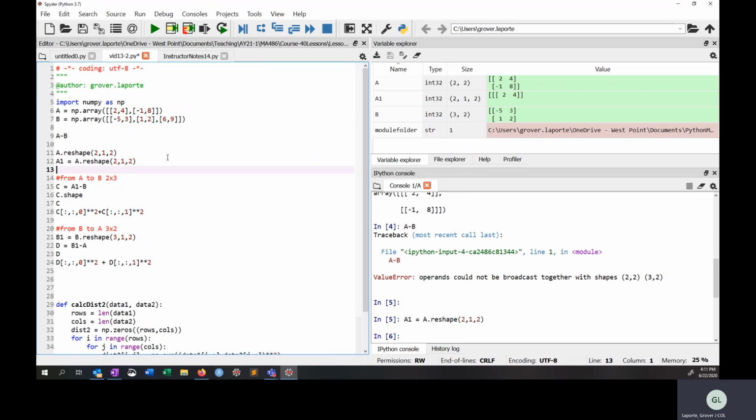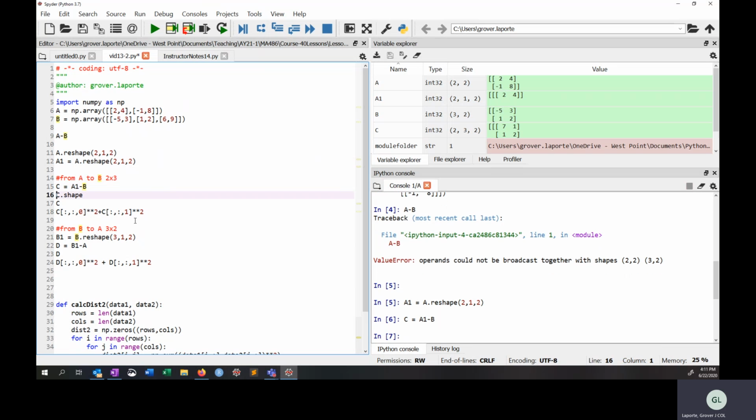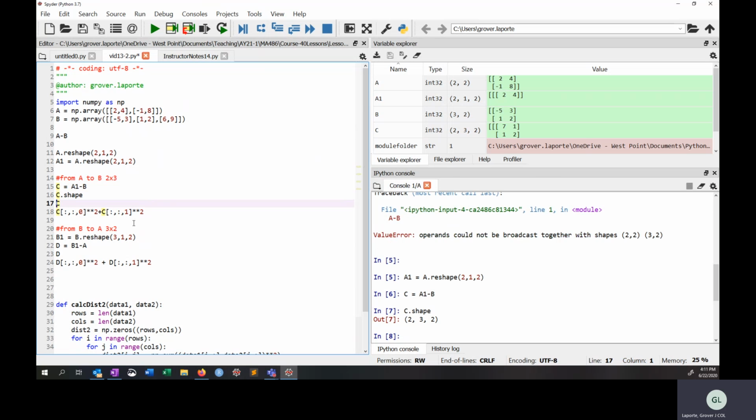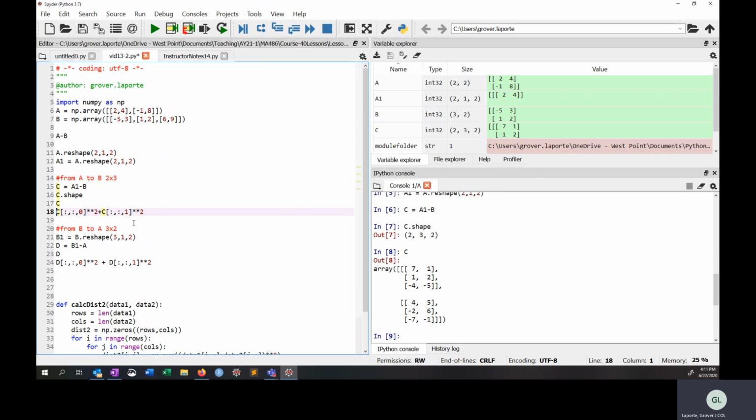So I'm going to do this A1. A1 is equal to that, and then I'm going to let C equal this. Now, when I hit the button here, F9, Python's going to do all the broadcasting rules that we talked about a second ago. It's going to do it very, very quickly. And we can look at the shape of it. It's a 2 by 3 by 2, just like we suspected. So 2 files of 3 rows by 2 columns. The first file is this one, and the second file is this one.